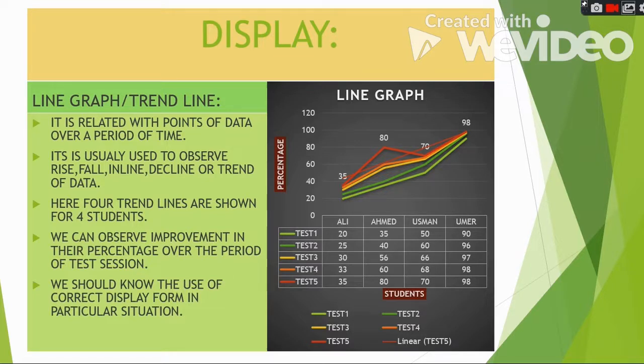We should know the use of the correct display form in a particular situation. So these are not marks, these are percentages given, and on the y-axis we have seen that percentage is written. So these kinds of things you should notice, whether a numerical value is given or a percentage. In a pie chart we have observed that it should be in degrees, but in a trend line it can be anything, in percentage as well, in numerical values as well.